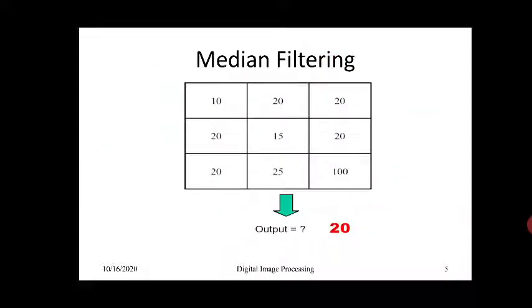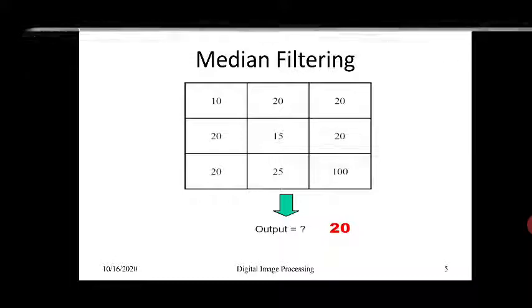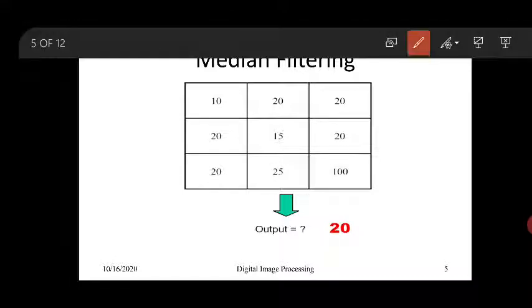Now let us take the simple median filter and see how it operates. For the image we take a 3 by 3 pixel window; you may have a 5 by 5 also. Now you write down all the values in increasing order. The smallest value is 10. The next increasing value will be 15. The next will be what?